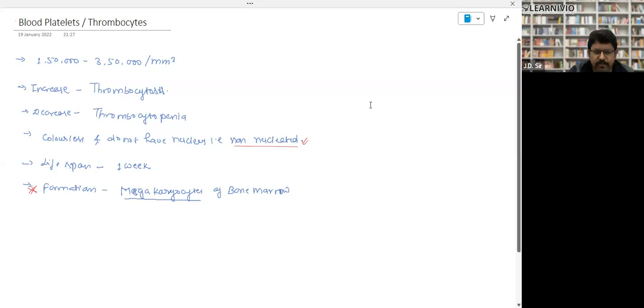Nowadays, all of us know the platelet count, and everybody talks about the platelet count going down or coming up, improving and all that. Increase in platelets is called thrombocytosis. Decrease is called thrombocytopenia. They are colorless. They do not have a nucleus, meaning they are non-nucleated. Their lifespan is 1 week, and formation takes place in megakaryocyte cells of the bone marrow.